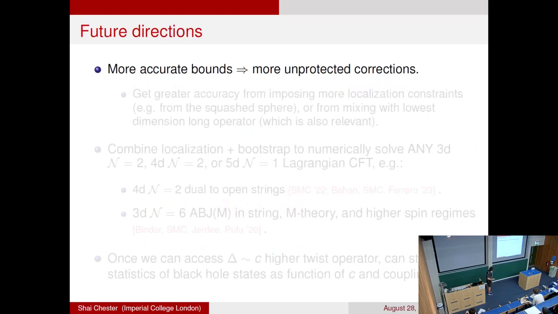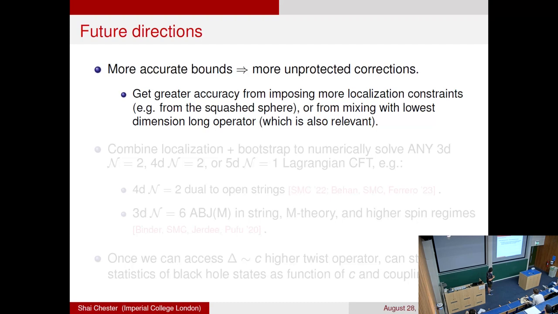So the most obvious thing is just to make these bounds more accurate and thus get more unprotected corrections. So how can we get more accurate bounds? Well, there's different ways you might try to do this. First of all, you could try imposing more localization constraints. So one could consider the squashed sphere, which might be independent. We're not really sure. It's something we've been working on. Another way you could do it, even if it is dependent, would just be by mixing with the lowest dimension long operator, which is also relevant.